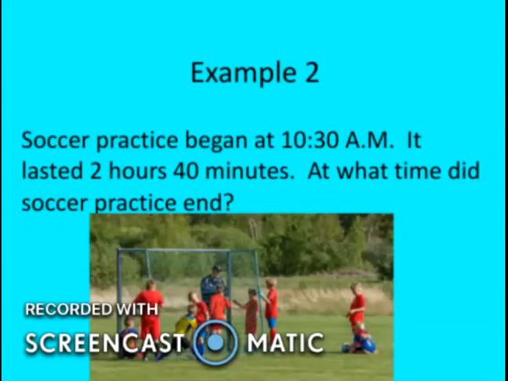So let's look at this next problem. This problem says that soccer practice began at 10:30 a.m. It lasted for 2 hours and 40 minutes. At what time did soccer practice end? Now here we're looking for an end time. So I'm going to hop back over to my dry erase board, and I'm going to show you how to do that when we're looking for an end time.